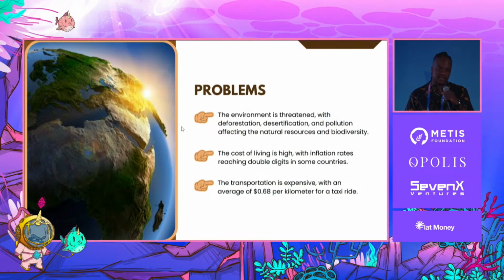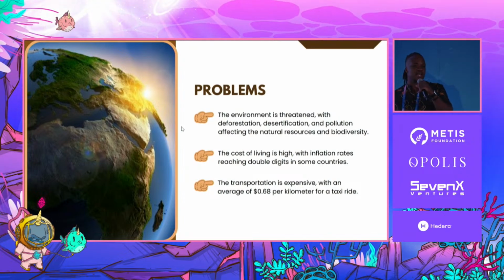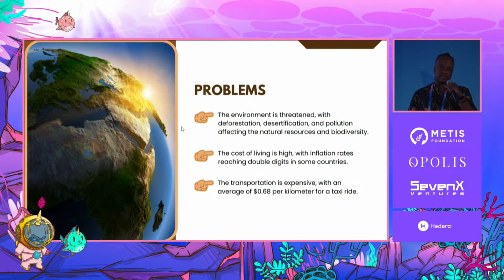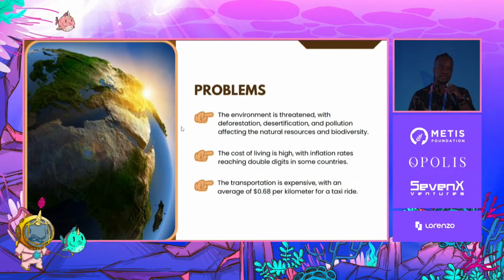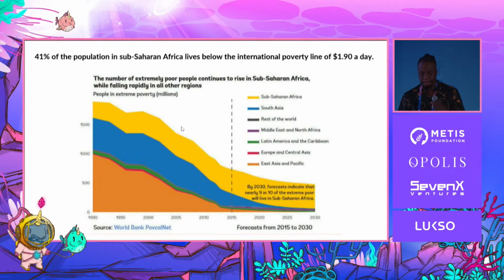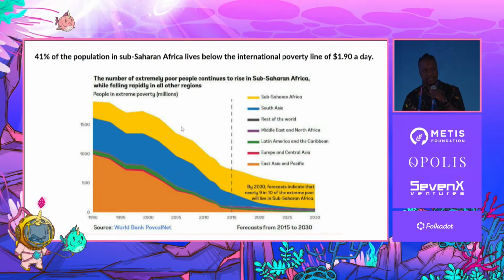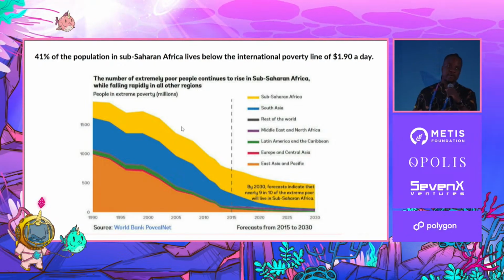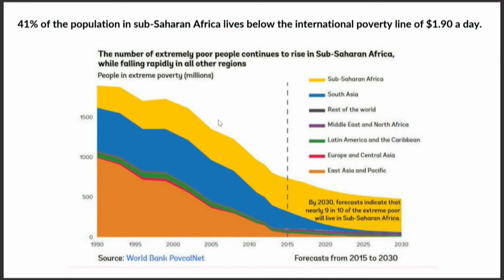Transportation is very expensive there, with an average of 68 cents per kilometer for a taxi ride. And I know you're probably wondering, 68 cents, that's not much at all in our region when you're talking about USD. But however, you have to think about what I just said previously, where the average income is about $30 a month. So how do people really get around? That's a question. So 41% of the population in sub-Saharan Africa lives below the international poverty line of about $1.90 a day. And this same area is where we can utilize solar panel farms to do a lot of data mining, which will actually create jobs and bring some more innovation in that region.